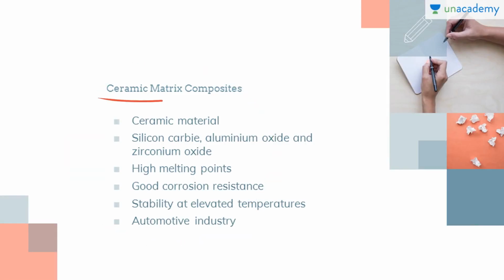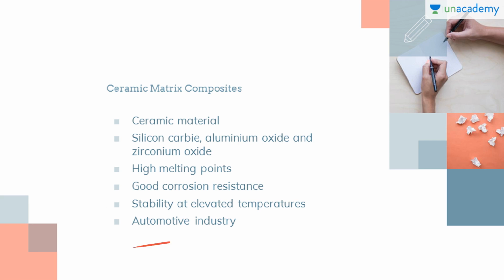Moving on to the ceramic matrix composites, they are classified as ceramic matrix composite because the matrix is made up of a ceramic material like silicon carbide, aluminum oxide or zirconium oxide. The reinforcement material is usually in the form of a fiber and is also made from a ceramic material like silicon carbide, aluminum oxide or mullite. Their characteristics include high melting points, good corrosion resistance and stability at elevated temperatures.